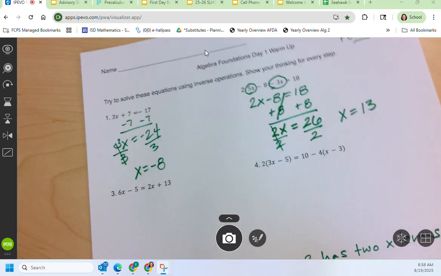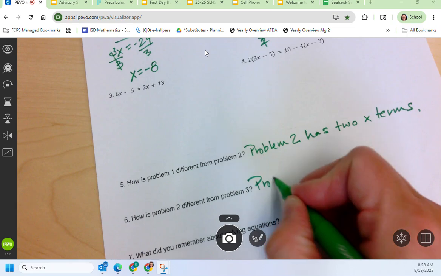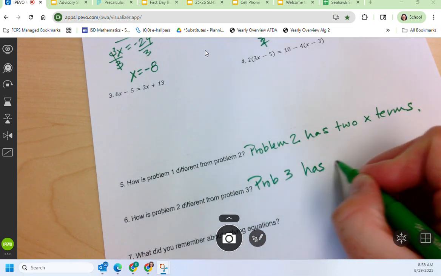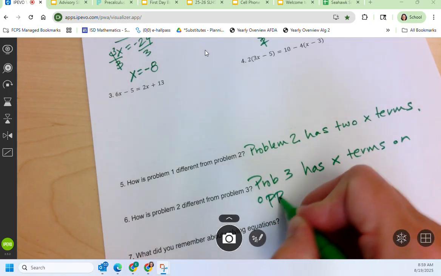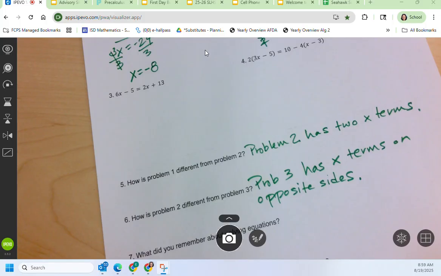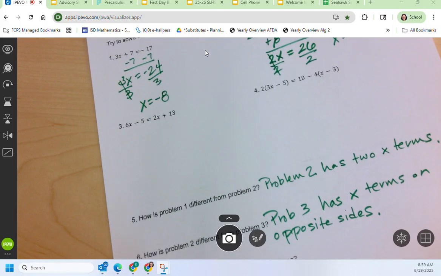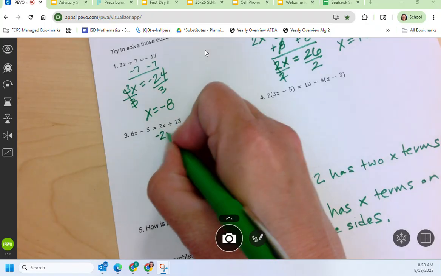Hopefully you notice that the x's this time are on different sides. So problem 3 has the x terms on opposite sides. So when the x terms are on opposite sides, I can't just combine them, but I can get rid of one of them. Did anybody subtract 2x from both sides? Raise your hand if you did that step. Did anybody subtract 6x from both sides? Okay, they're both legitimate.